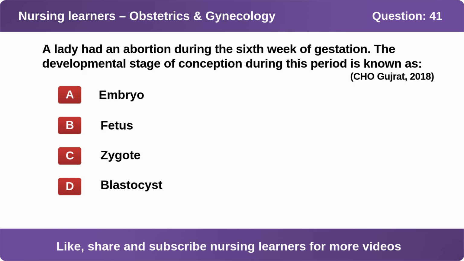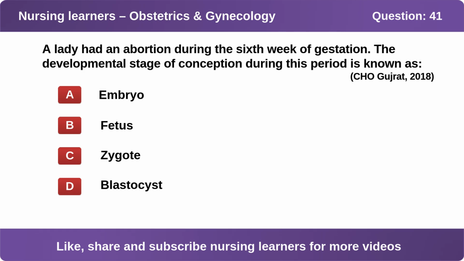Question 41. A lady had an abortion during the 6th week of gestation. The developmental stage of conception during this period is known as A. Embryo, B. Fetus, C. Zygote, or D. Blastocyst. Let's read the question again.